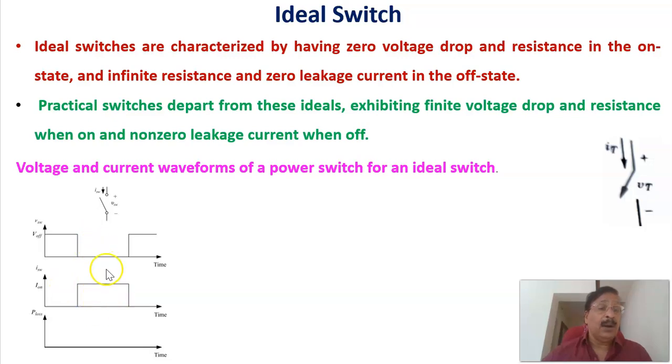Now, if you see the power dissipation of the switch, the product of voltage and current, you can see that here zero power is coming. Here voltage is positive, current is zero. Here voltage is zero and current is positive, so the product is equal to zero. Therefore, in an ideal switch, the power switching loss is equal to zero.